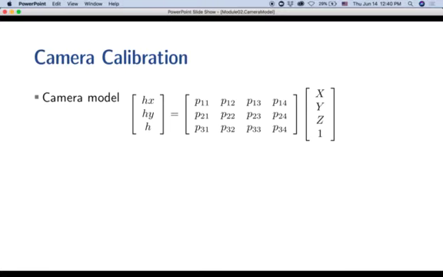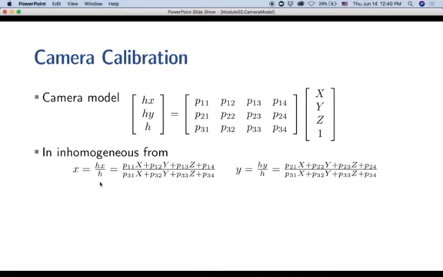This is your camera model. No issues with that. What I'm going to do is convert it into inhomogeneous form. This vector is in homogeneous form. I'm converting it into inhomogeneous form, which means x will be h of x divided by h. And h of x is nothing but the dot product of this first row with this column, so it's p11x plus p12y plus p13z plus p14. And h is the dot product of this third row with this column, which is p31x plus p32y plus p33z plus p34. So I just divide those two.